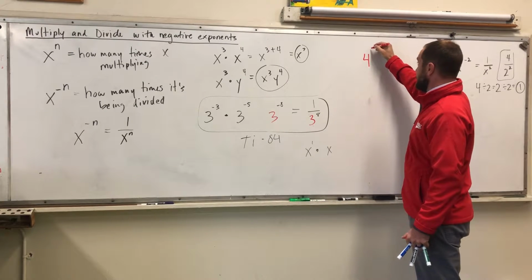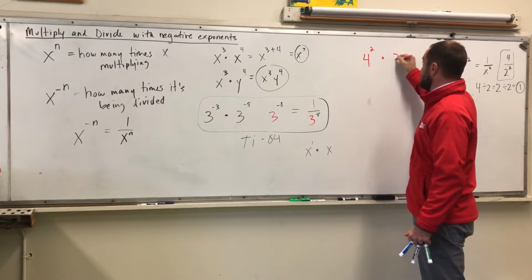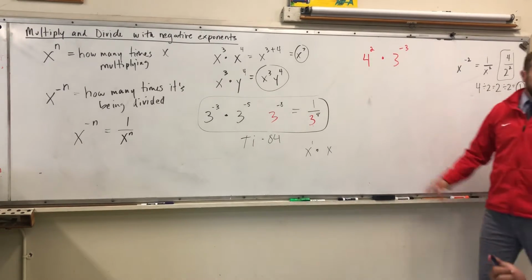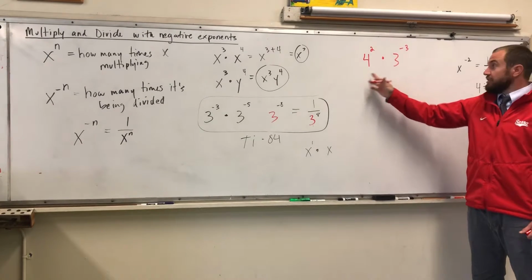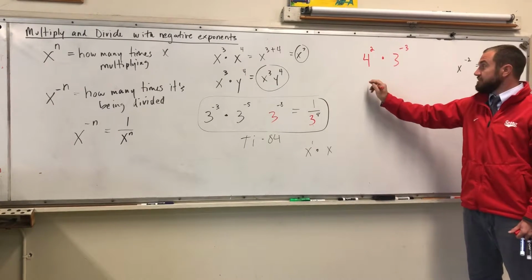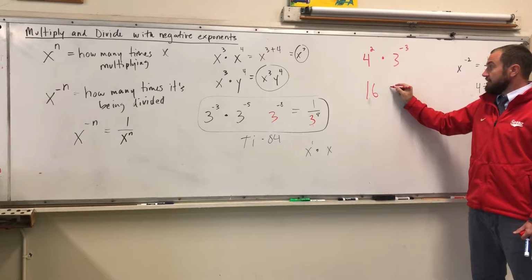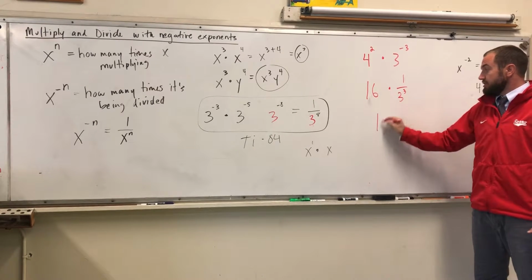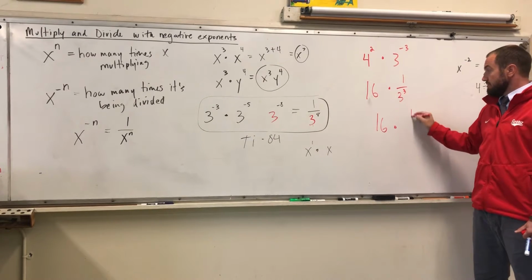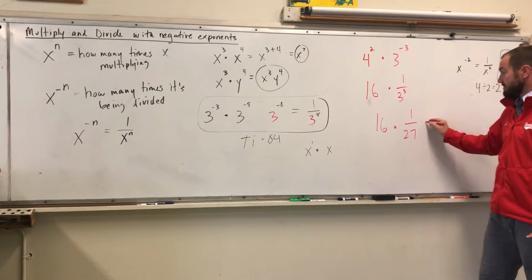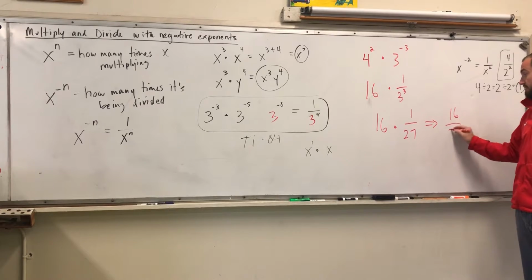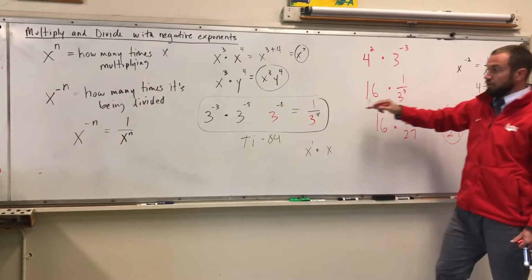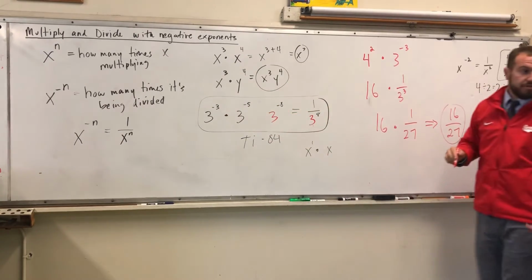4 to the, let's say just 4 squared times 3 to the negative third, right? You would actually have to evaluate this as 16, and then times 1 over 3 to the third, which would be 16 times 1 over 27. And you would end up with 16 over 27. This is where you would actually evaluate the numbers before you added the exponents.